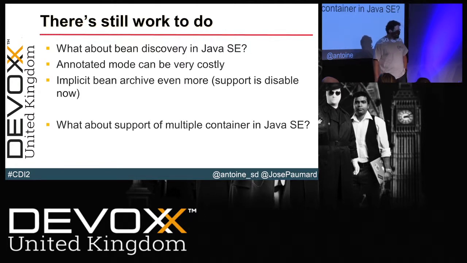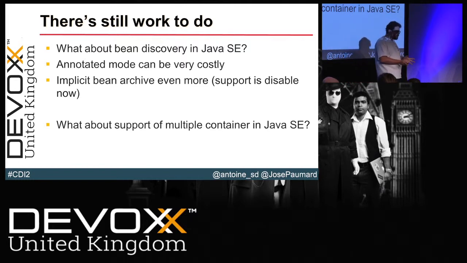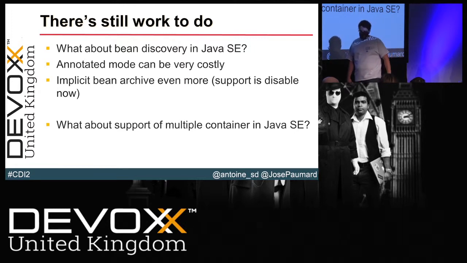Another point we have to deal with on this Java SE part is about the bean discovery in Java SE. So in CDI, you have a mechanism to discover beans by scanning the jar on the class path. It's quite simple to do when you are in a Java EE module in a WAR because you are only scanning the jar in the module. But when you are in Java SE, you can start scanning all the class path. So it can be very, very costly to do that. Especially when you are in annotated mode. Annotated mode is a mode where you have to scan all the annotations on all the classes to decide if this class is a candidate to become a bean or not.